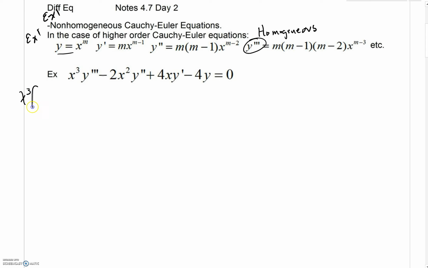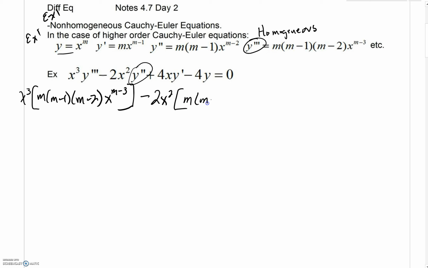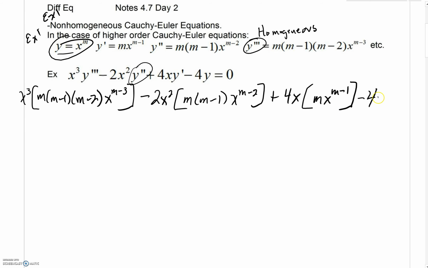Y triple prime, we're going to have our m times m minus 1 times m minus 2, x to the m minus 3. That's y triple prime. Then we'll have minus 2x squared. But what about y double prime here? Well, you can just copy it right above. m times m minus 1, x to the m minus 2. Then we'll say plus 4x. But y prime is mx to the m minus 1. And then finally, we'll have a minus 4y. But even y itself is x to the m. And like we said, this is homogeneous. We'll have our right-hand side equal to 0.